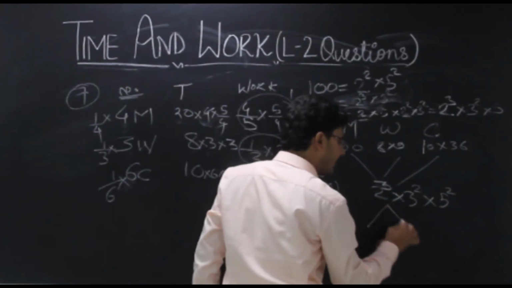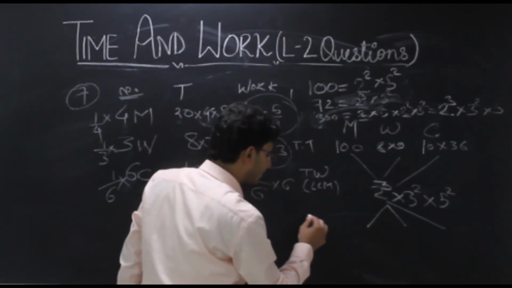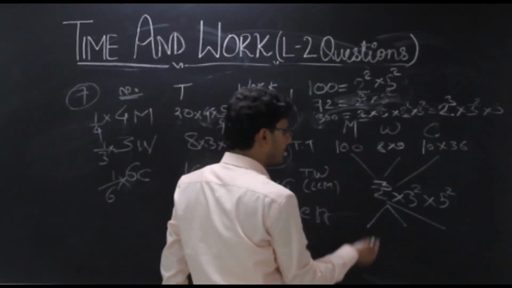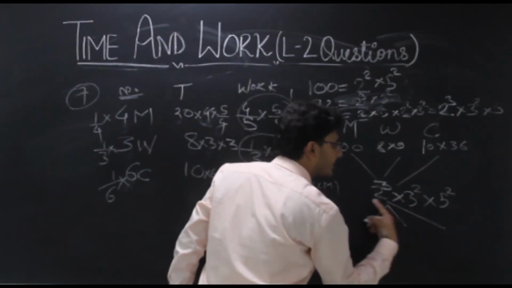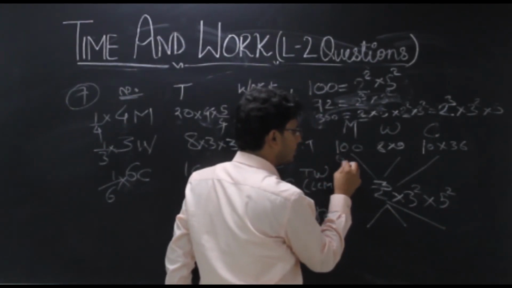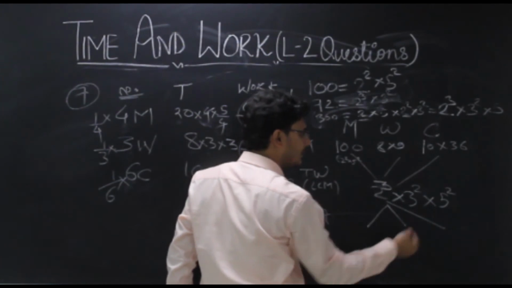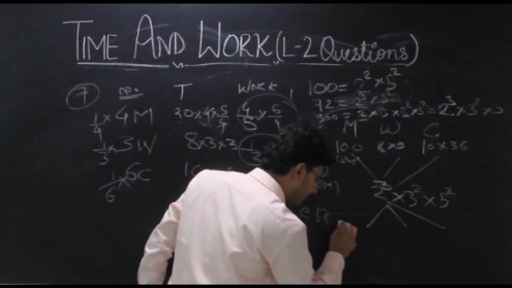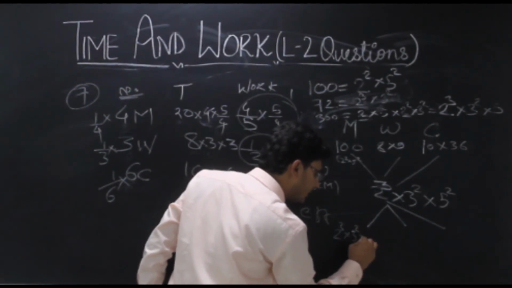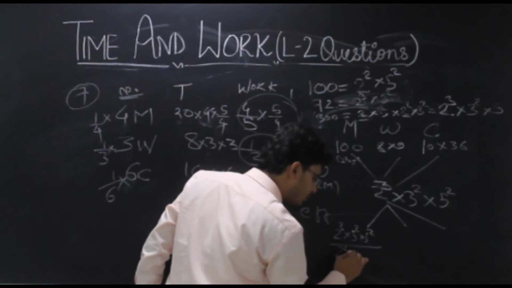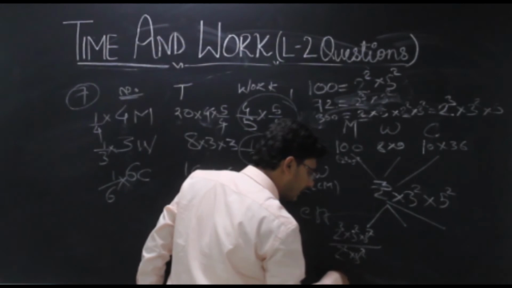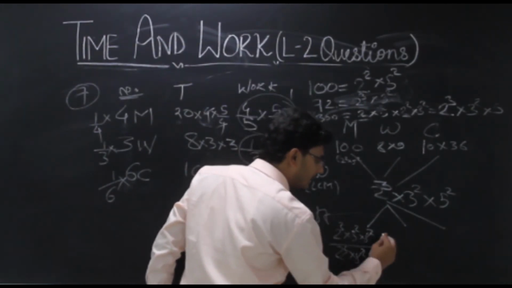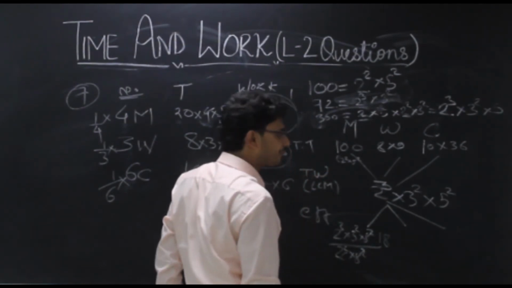So what will be the per day work? Per day work is nothing but the efficiency. So efficiency of man, that is nothing but the total work divided by 100. I'll divide everything by 100. 100 is nothing but 2 square into 5 square. So if I divide this, 5 square and 2 square will get cancelled out. What remains is 3 square into 5 square divided by 2 square into 5 square. So this will be nothing but 2 into 3 square, that is 9 into 2. This will come out to be 18.